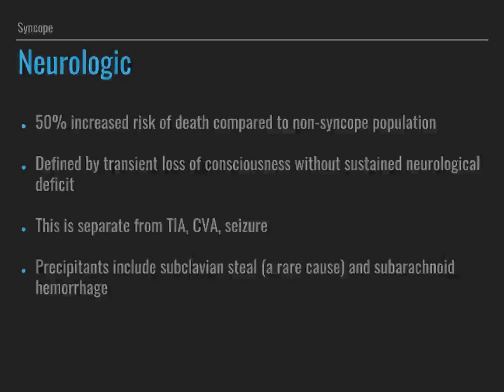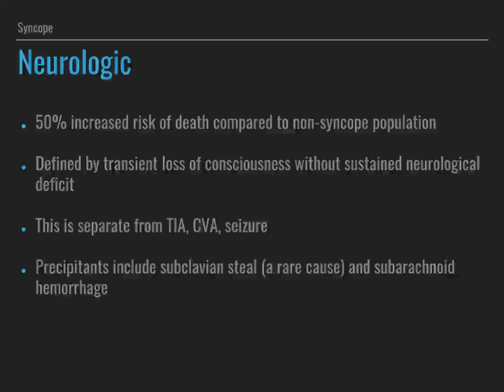Moving on from there, neurological causes of syncope are more rare than others, but they do increase your risk of death by about 50% compared to the non-syncope population. So they're definitely something we want to make sure that we're evaluating for. And this is defined by a transient loss of consciousness without sustained neurological deficits. And really, true syncope secondary to a neurological cause is separate from TIA, CVA, or seizures.